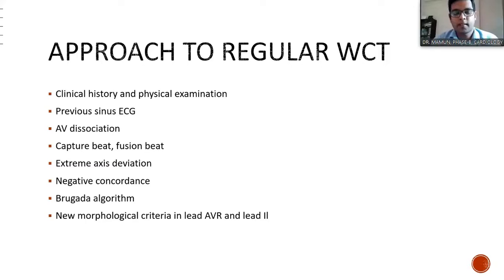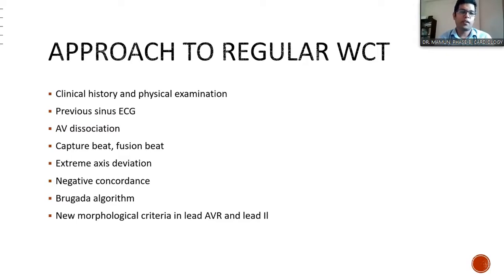We also applied vagal maneuver. Another important thing is the previous sinus ECG, which is very important to diagnose regular wide complex tachycardia. If the previous sinus ECG shows bundle branch block or Wolff-Parkinson-White syndrome, that favors SVT. And the previous ECG may show signs of ischemia, that will favor VT.